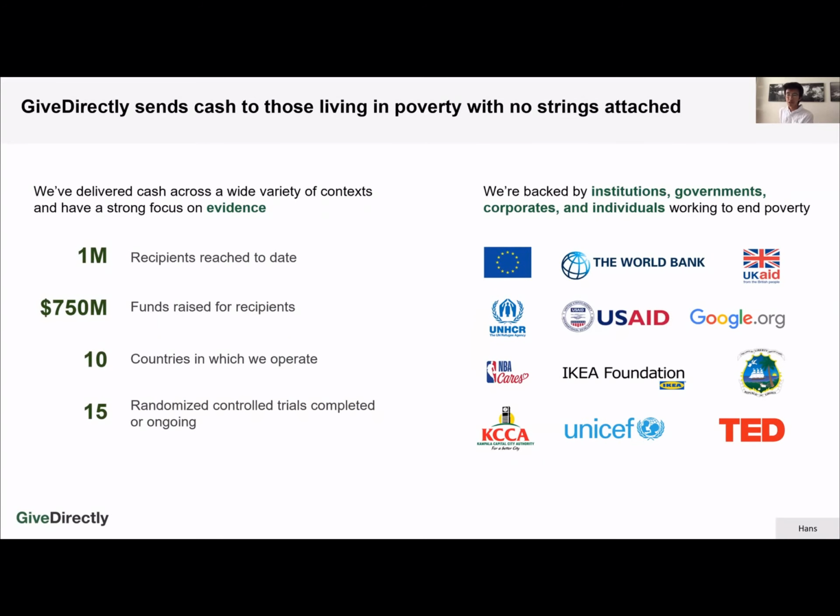So before diving in, let me just give some quick context about the organization. We're a nonprofit that does just one thing. We deliver cash to families living in poverty unconditionally with no strings attached. We just celebrated paying our millionth person to date. Super excited about that, and have raised more than $750 million to date. We're an incredibly research and evaluation driven organization with more than 15 randomized controlled trials, the gold standard for empirical evidence, completed or ongoing to date.